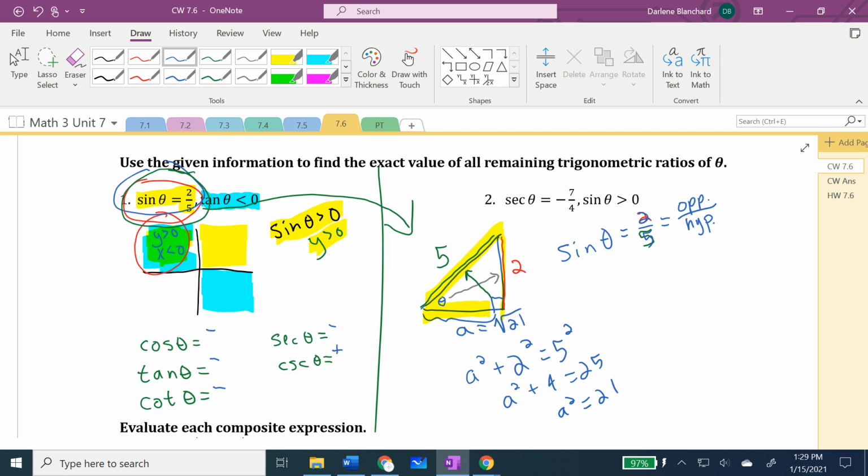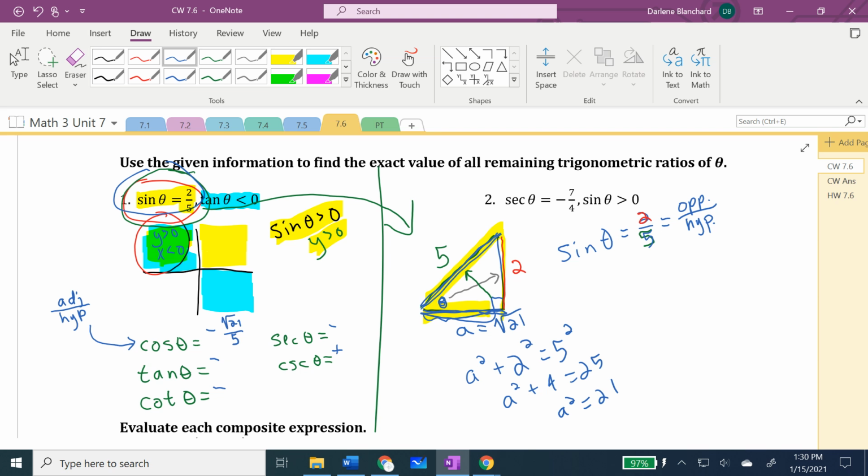Cosine is what over what? And I'm assuming you are about to write adjacent over hypotenuse. If cosine is adjacent over hypotenuse, then look at which side is adjacent. That's the root 21 divided by the hypotenuse, which is 5. You now have the cosine ratio that matches the right triangle that you use with the sine ratio of 2/5, and it is located in the proper quadrant.